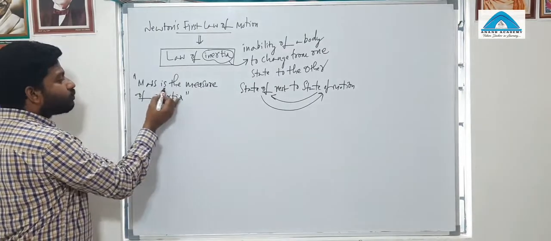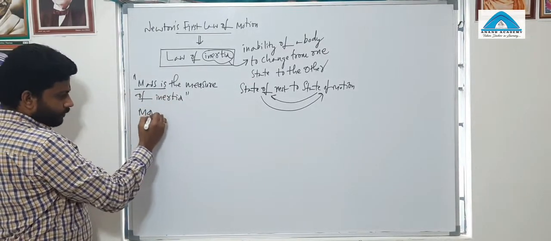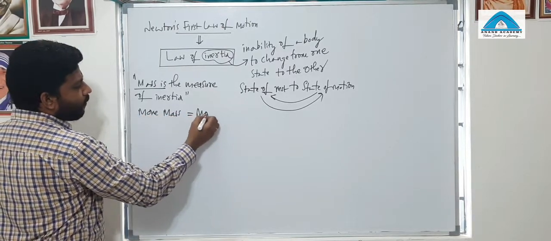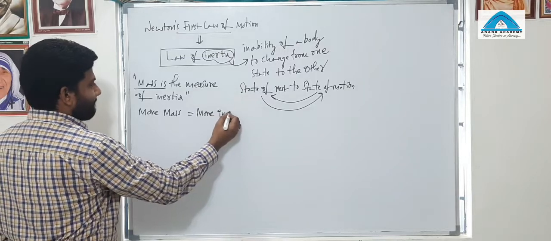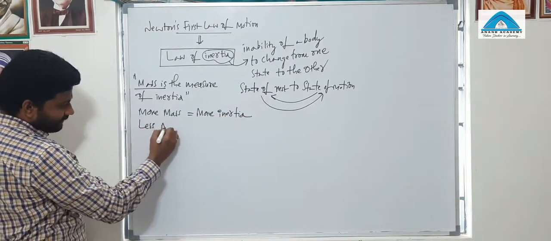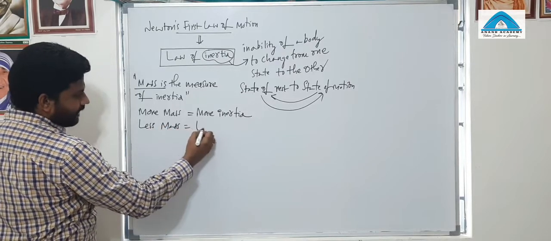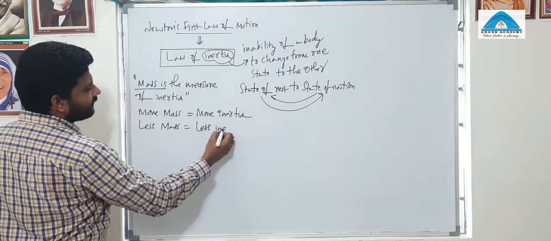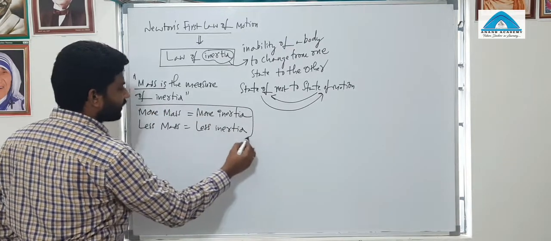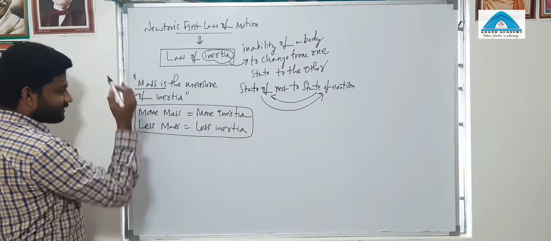So when mass is more, more is the mass, more is the inertia. Less is the mass and less is the inertia. Okay, so more mass, more inertia, less mass, less inertia.